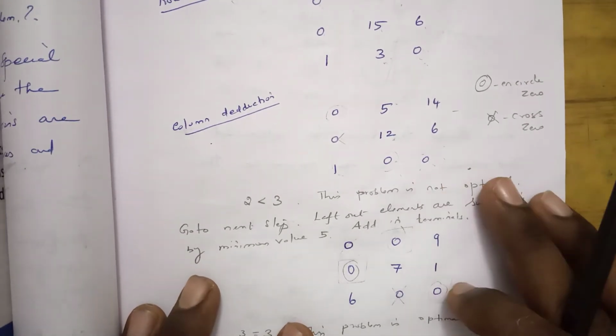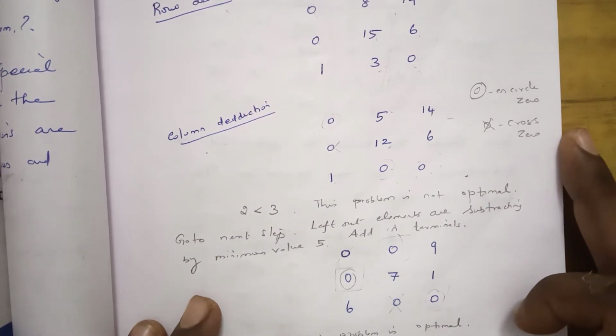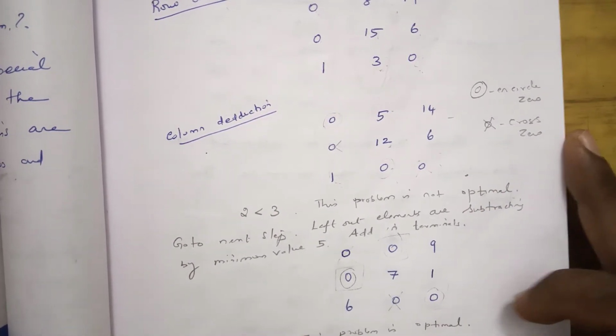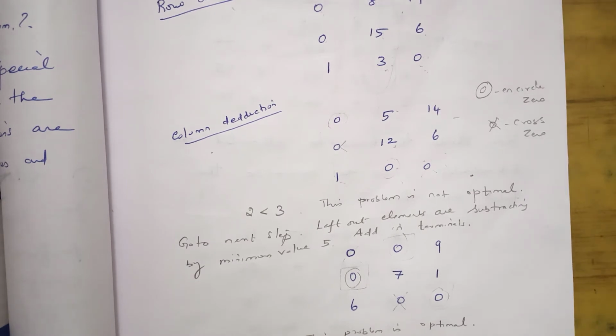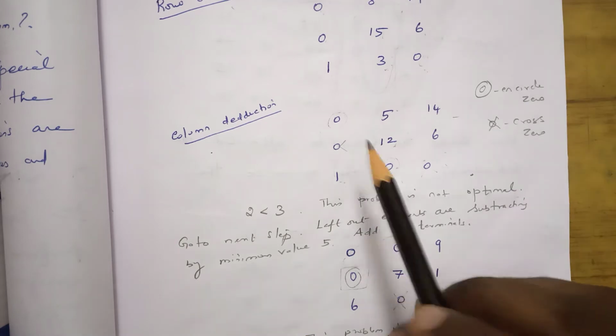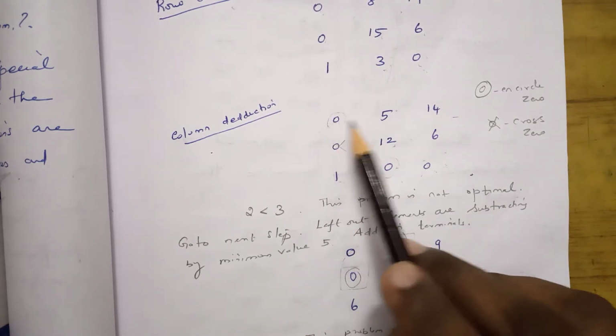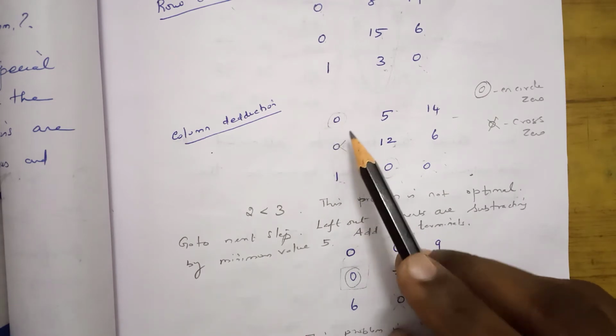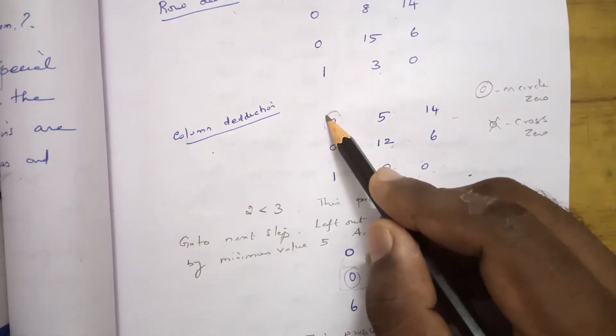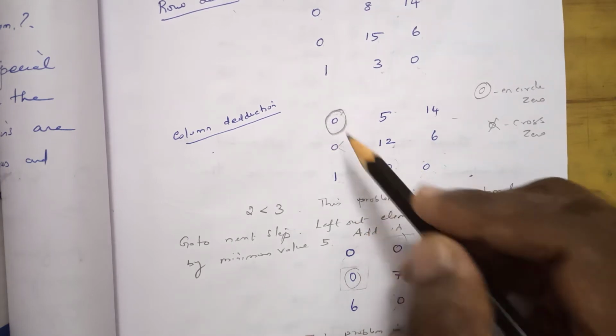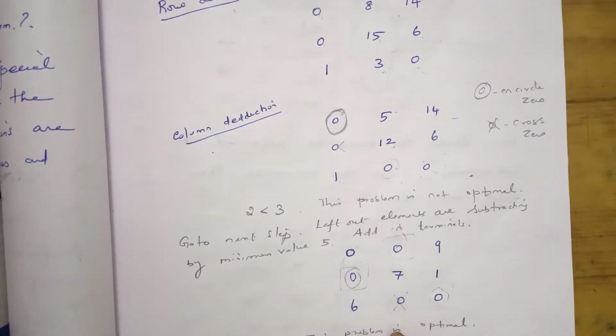In this step we have to choose the 0. First we encircle a 0 and then cross out the other 0s. In each and every row and column we have to select a single 0. Our aim is to select a single 0. So in the first row, only one 0 is there. So we have to select this 0 and encircle it. Our aim is to take a single 0, not more than one.